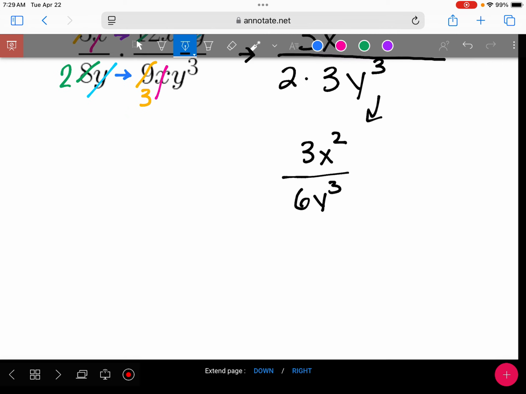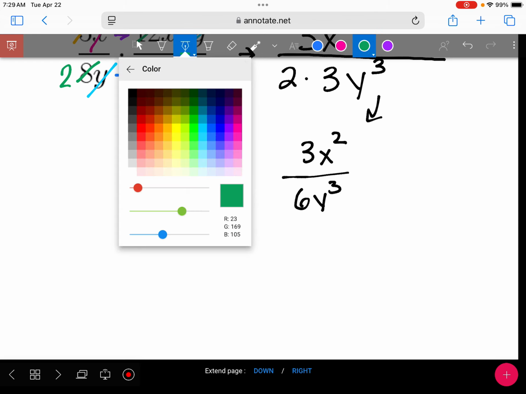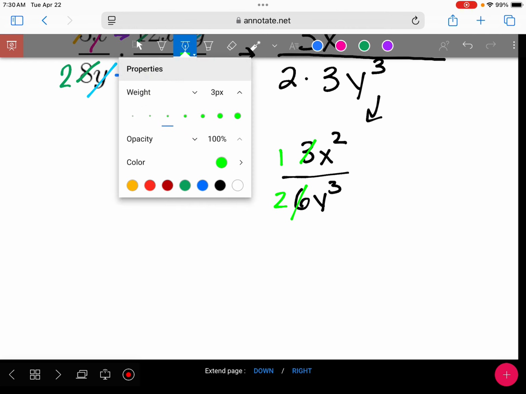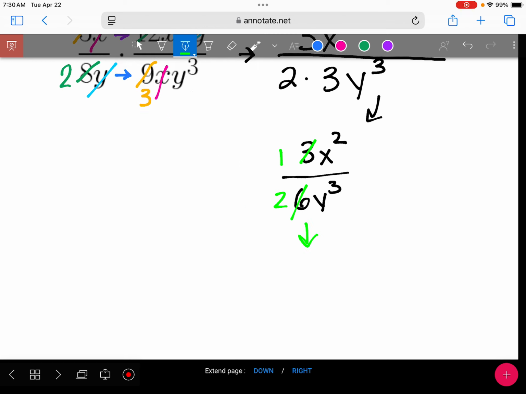Now are we fully simplified? The 3 and the 6 can simplify a little bit more because I can take another color, take this piece and divide it by 3. It's going to leave me with a 1 here. Dividing this piece by 3 is going to leave me with a 2. So our simplified answer here, I can't do anything more to simplify this. We have our x squared over 2y cubed.